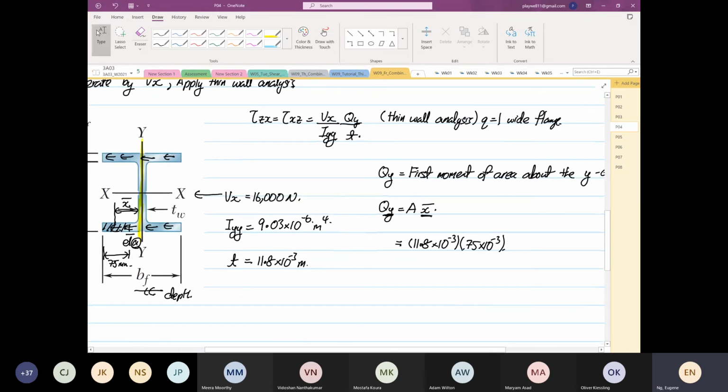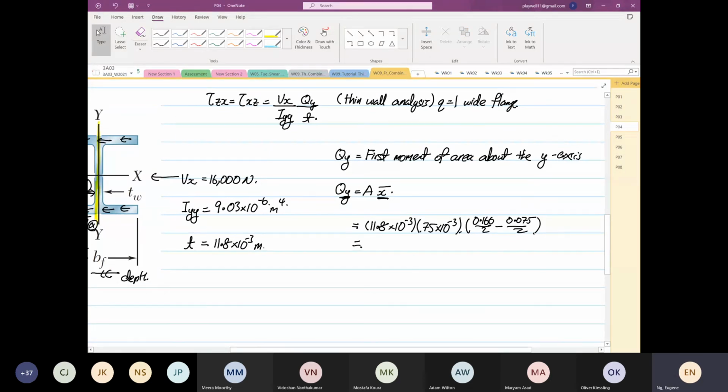And then the distance is equal to BF. What is my BF? 0.166 divided by 2 minus 0.075 divided by 2. So we are finding this X bar distance, okay? So this will be equal to 0.166 divided by 2 minus 0.075 divided by 2, times 75 times 10 to the power minus 3, times 11.8 times 10 to the power minus 3. Okay, so this is equal to 40.268 times 10 to the power minus 6 meter cube.